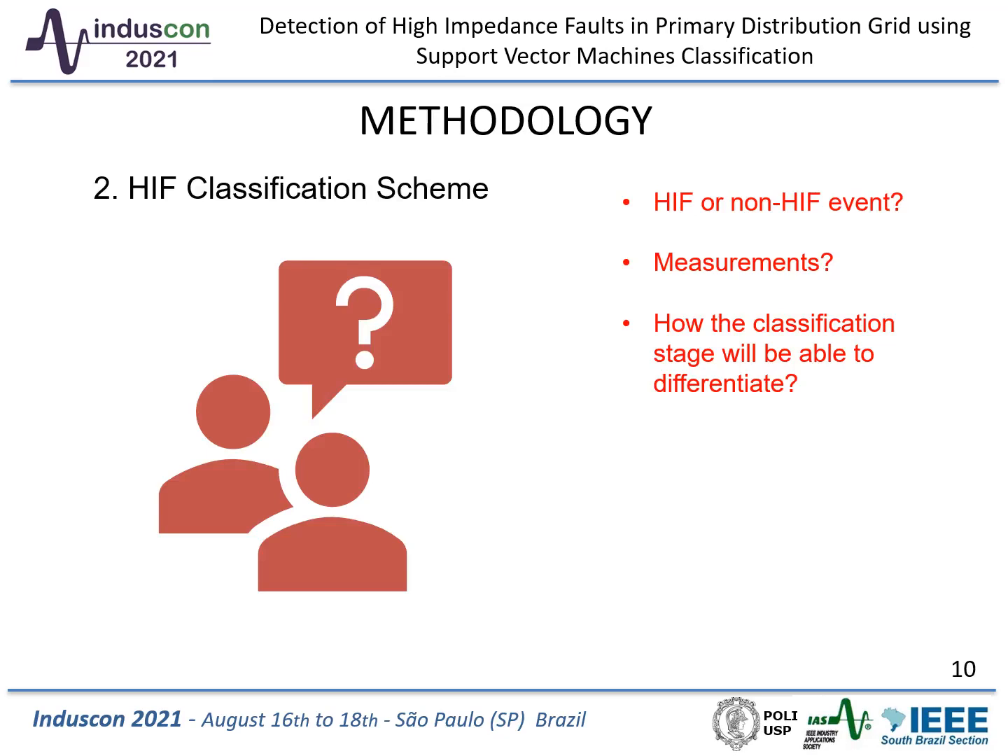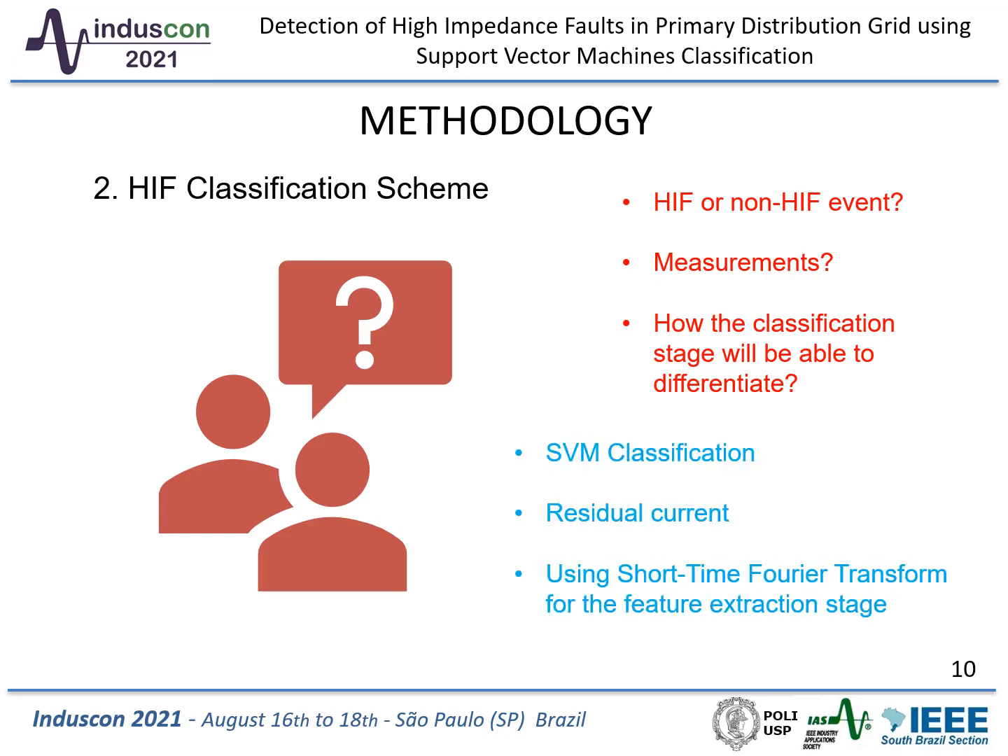Regarding the classification scheme, some questions must be answered. What are the measurements in the data collection stage? How will the classification stage be able to differentiate a HIF from a non-HIF event? The answers to these questions are given below. The monitored variable is the residual current, which is the sum of the currents from phases A, B, and C.